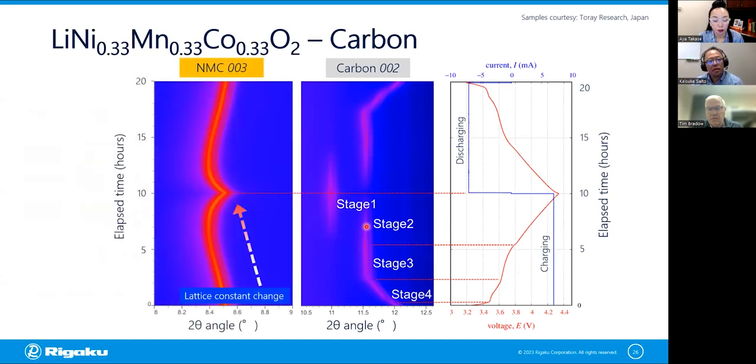What about the cathode? The same structure, same sample, same experiment. Now I'm plotting the peak position for the cathode, nickel manganese cobalt oxide. Under charging, you see the peak position of X-ray diffraction shifting towards the low angle direction, almost linearly, but at some point it saturated. Then the peak shifted in the opposite direction, towards the higher angle side. This is the point when the battery was fully charged. When it is discharged, both carbon and cathode look like a reversible process, meaning it's almost symmetric between charging and discharging.